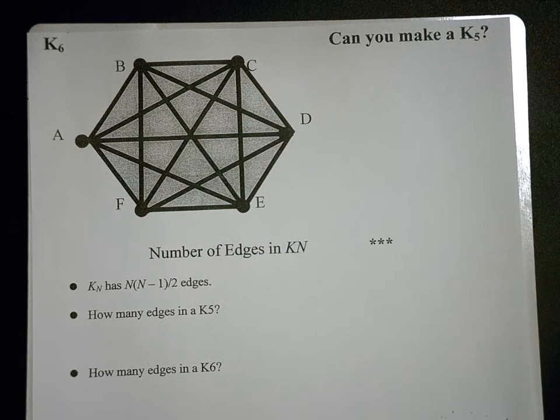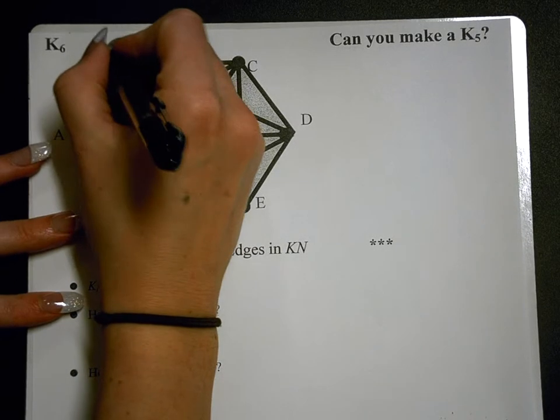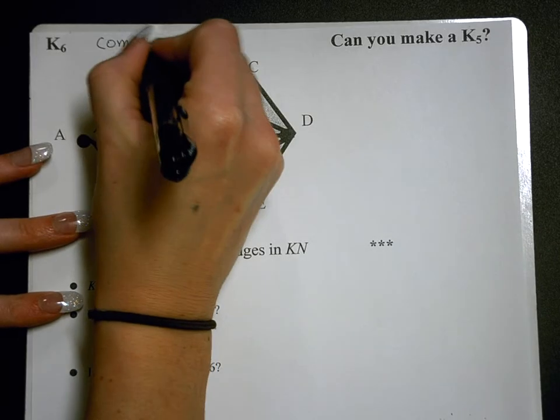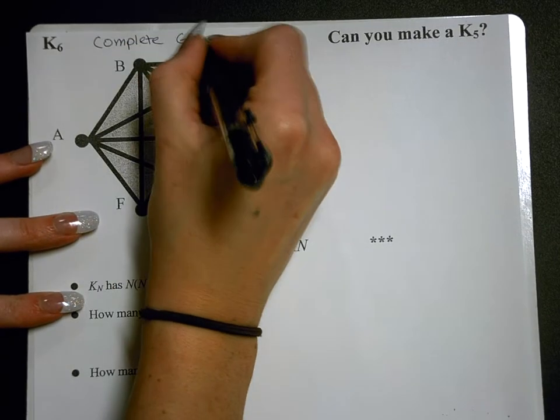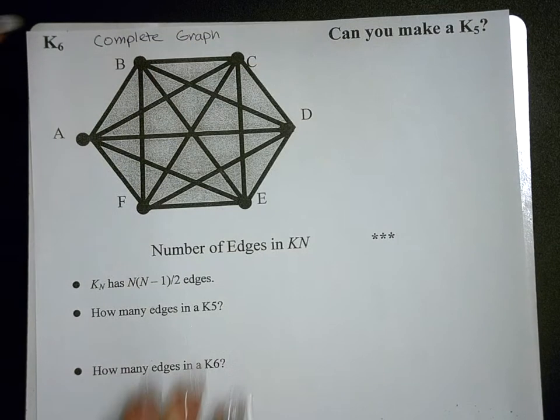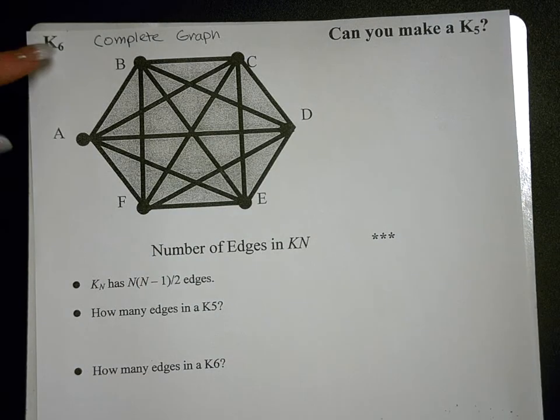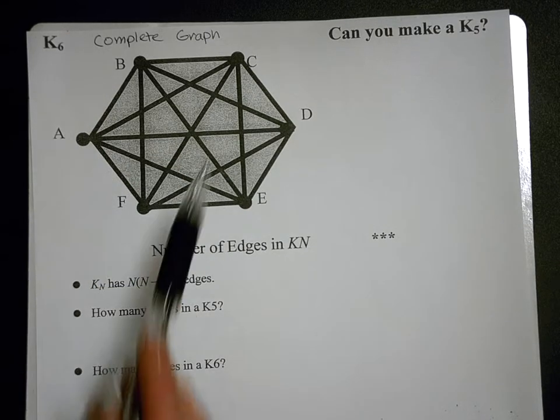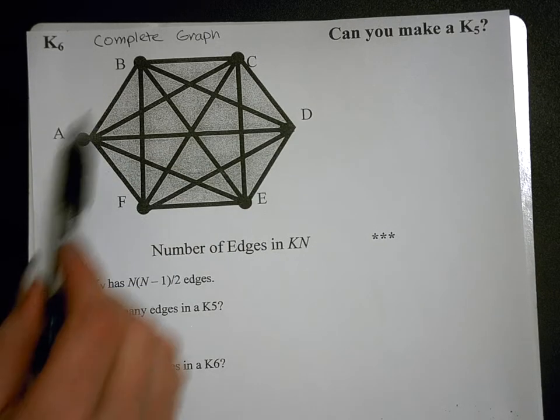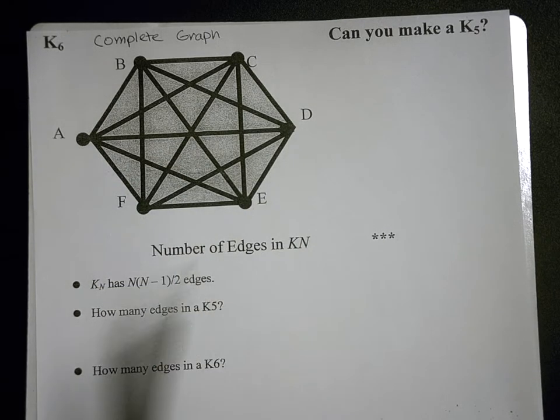The next concept we're going to discuss is the idea of a complete graph. A complete graph uses the symbol K, a capital K with a subscript 6. The subscript 6 means that there are 6 vertices. And if you look here, this is an example of a complete graph. There are 1, 2, 3, 4, 5, 6 vertices.